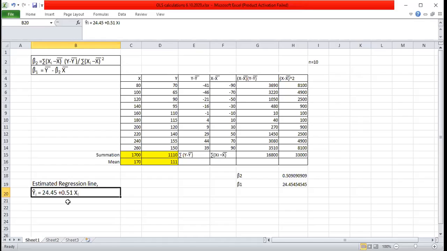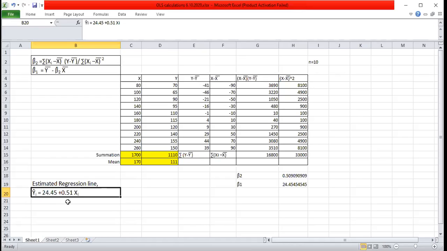for calculation. We calculated the formulas and found that beta 2 hat equals 0.509, beta 1 hat equals 24.45. Then we plugged the values in the estimated regression line. We said y hat i equals 24.45 plus 0.51 xi. We wrote the equation, then we should be able to draw the line. I did not show you, but I gave you some points. With 2 points, you should be able to draw the line.